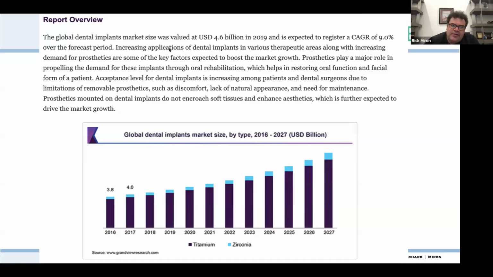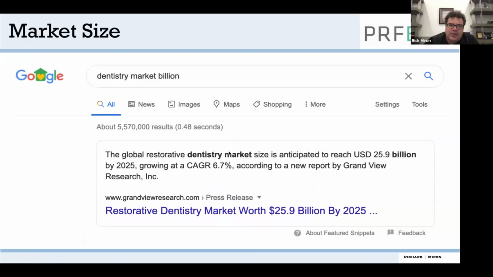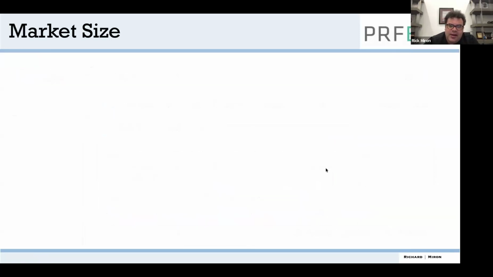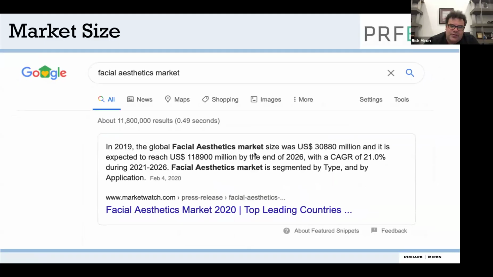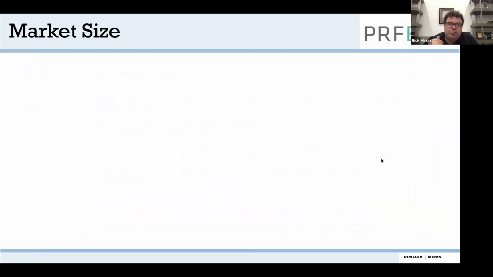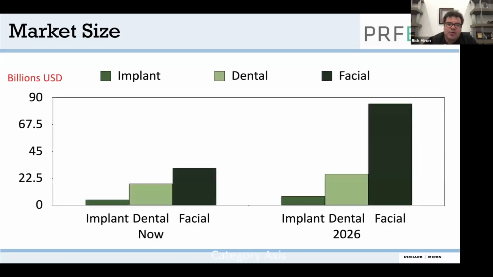The full implant dentistry market is a $4.6 billion a year field growing at 9% per year. All of dentistry is a $25 billion a year field growing at 6.7% per year. And this facial aesthetic field was a $31 billion a year field going to 119 billion by the year 2026, growing at 21% per year. This was the projected size of each of these markets in 2020 and what it would be in 2026.